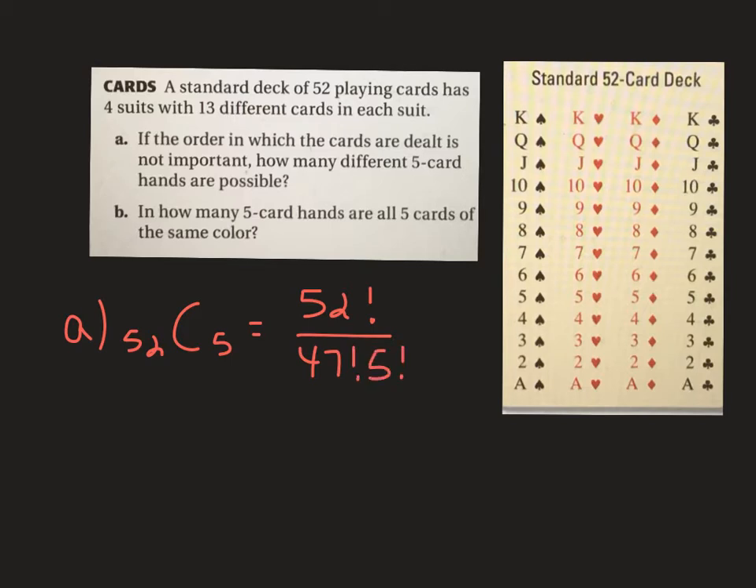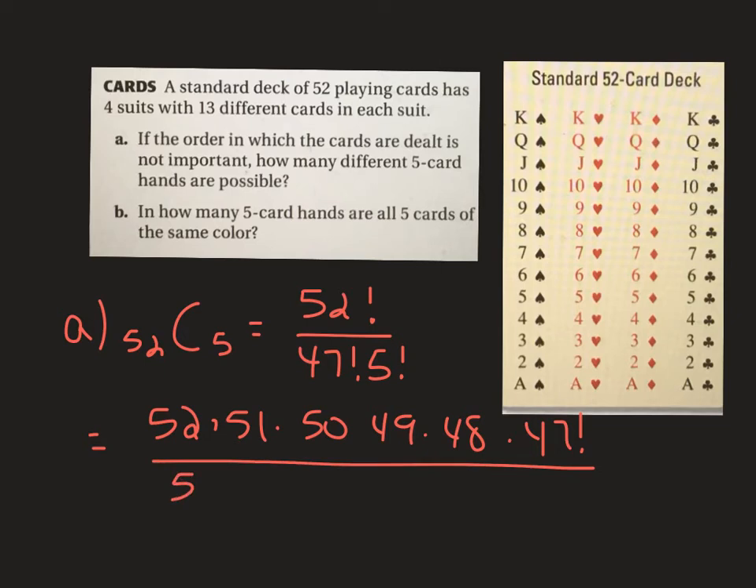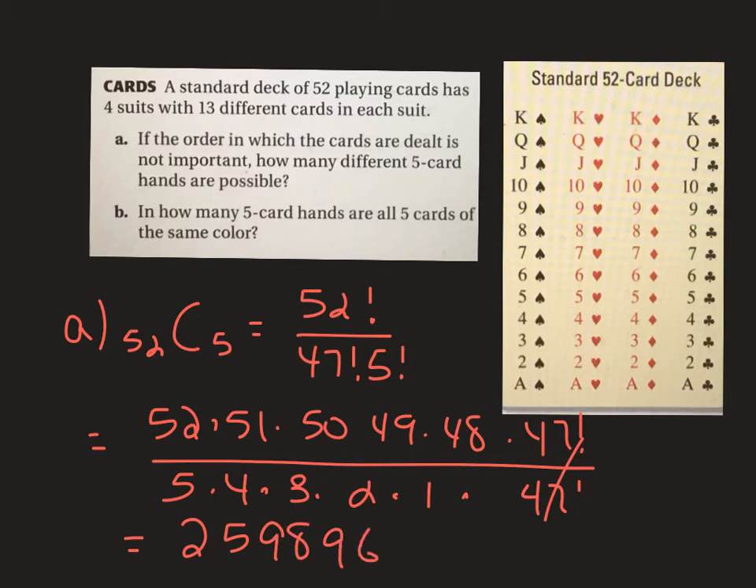So when you start to work that out, I'm going to go 52, 51, 50, 49, 48, and then 47 factorial. And then on the bottom, I'm going to take the smaller number 5, 4, 3, 2, 1, and also the 47 factorials would cancel. So that was what I punched in my calculator, is what's left there. When I punch all that in, I would get this. Look at this. This is unbelievable. 2,598,960.